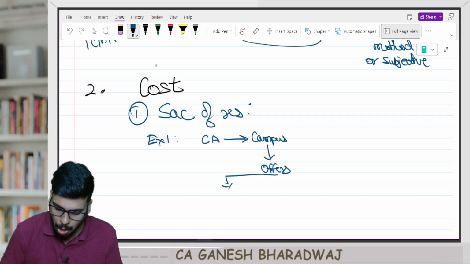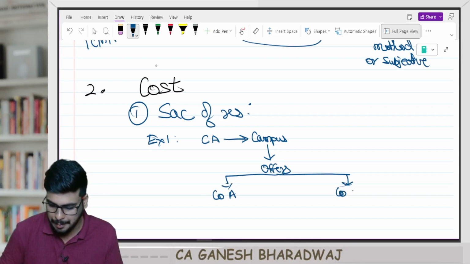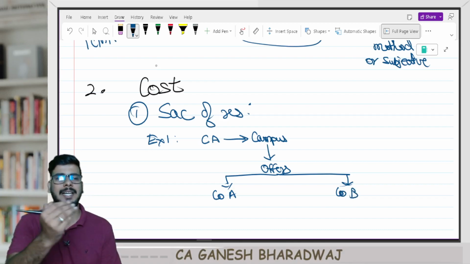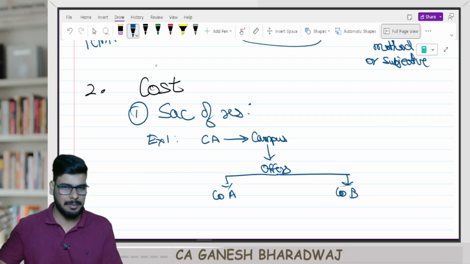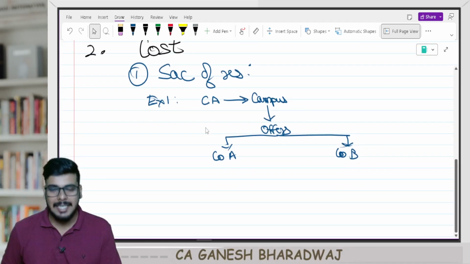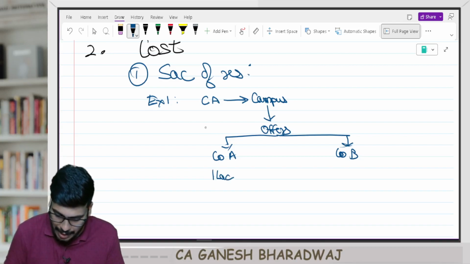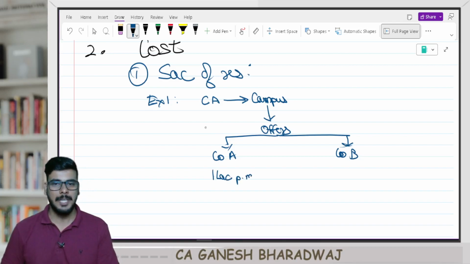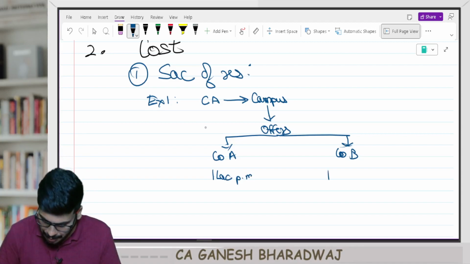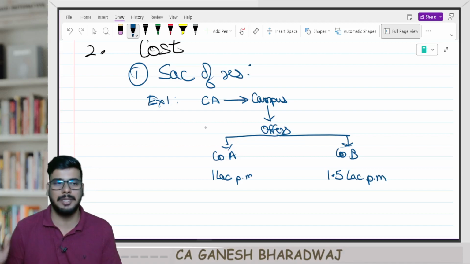What are the two job offers you got? Company A and company B. Let us say two companies, ITC Limited and Hindustan Unilever. Company A is telling you that we will give you a salary of 1 lakh per month. Company B is saying we will give you a salary of 1.5 lakhs per month.